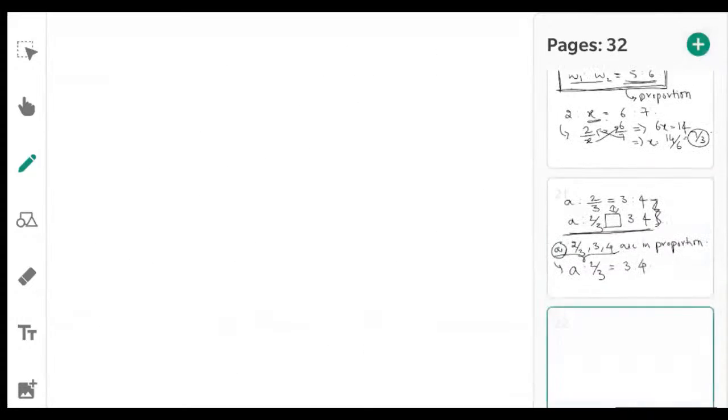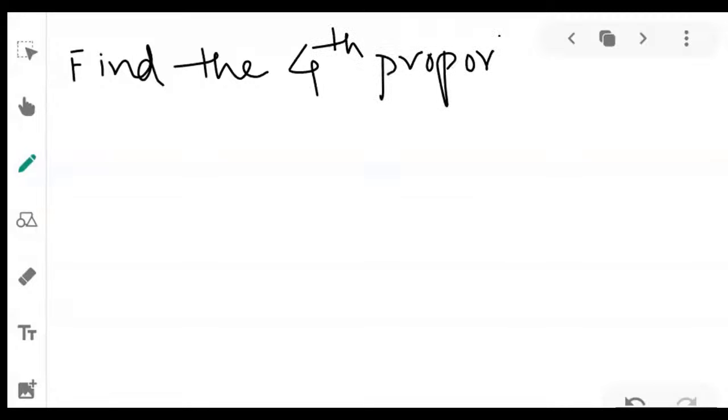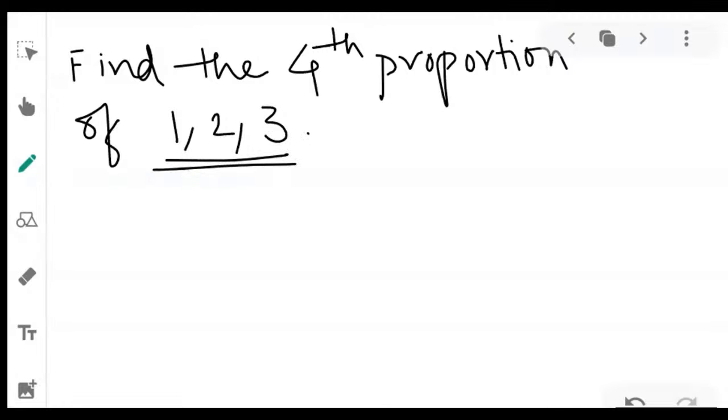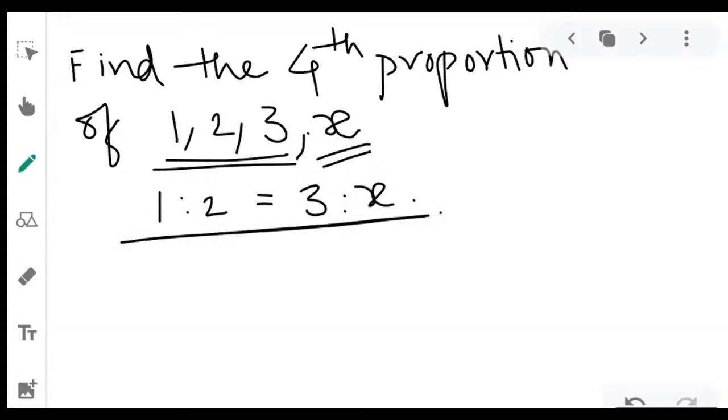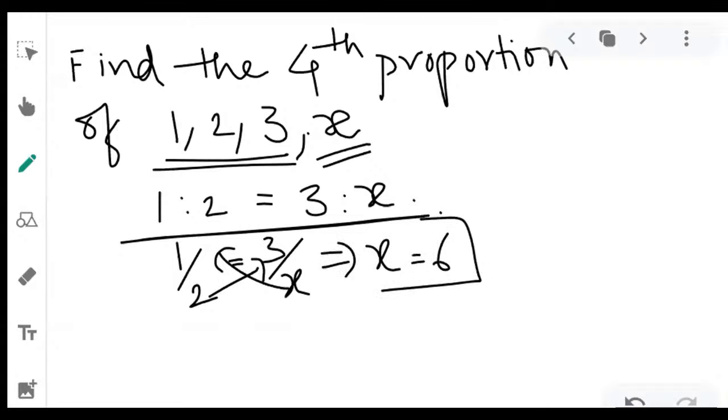All right. If I say find the fourth proportion of 1, 2 and 3, what is the meaning of this then? That means there is a fourth value unknown which we have to assume as x and write the equation as 1 is to 2 is equal to 3 is to some x. Now what is the value of x here? Nandini, can you tell me? x equal to 6, ma'am. So 1 by 2 is equal to 3 by x. On cross multiplying, x equals 6. Right?